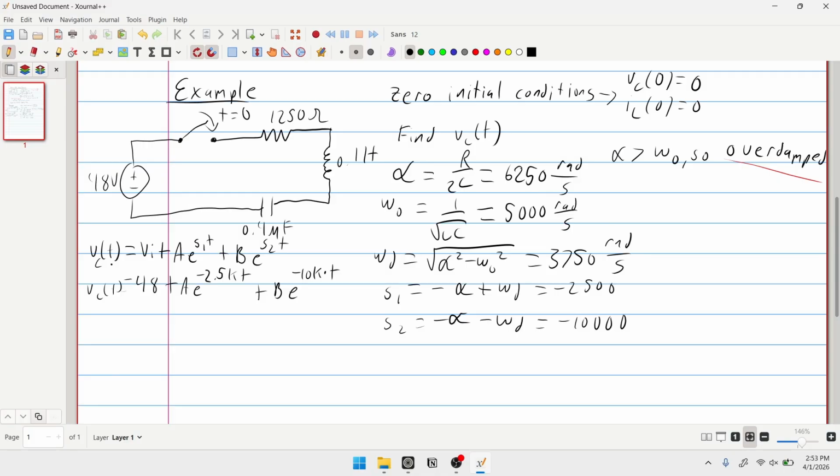So let's start with finding our initial condition. We already know our initial voltage across the capacitor from assuming 0 initial conditions. We know that's 0. So if we plug in 0, we find that 48 plus A plus B equals 0.